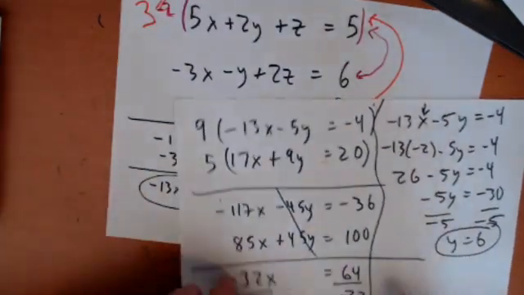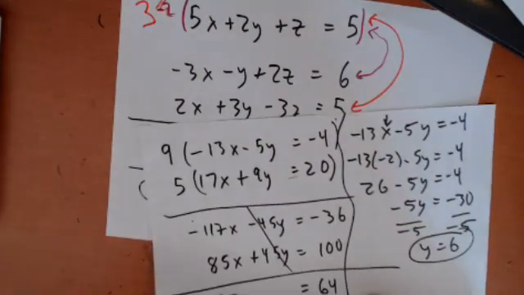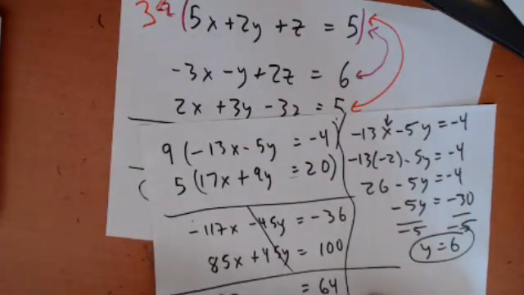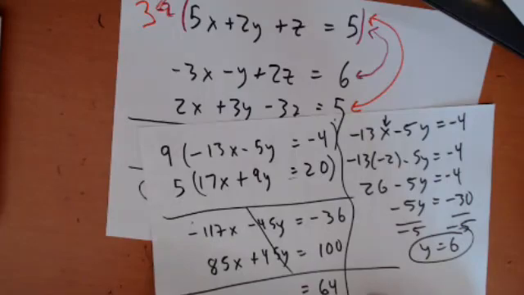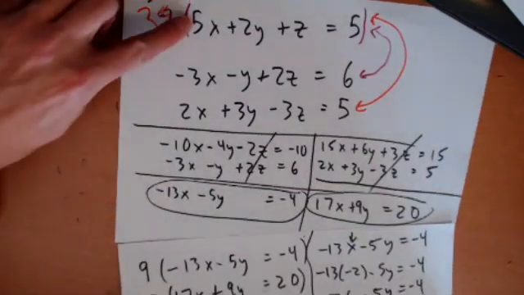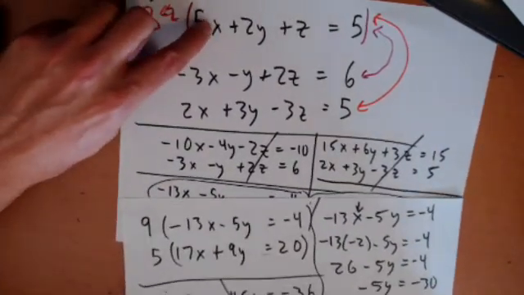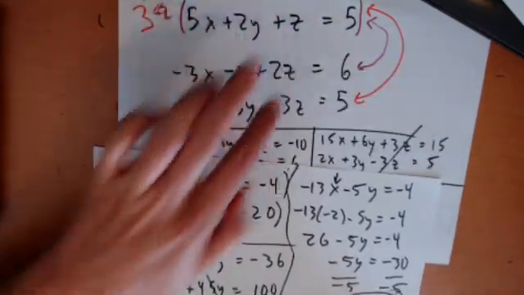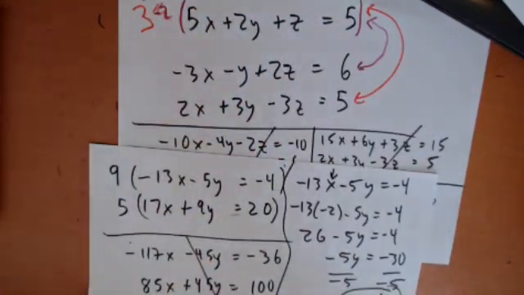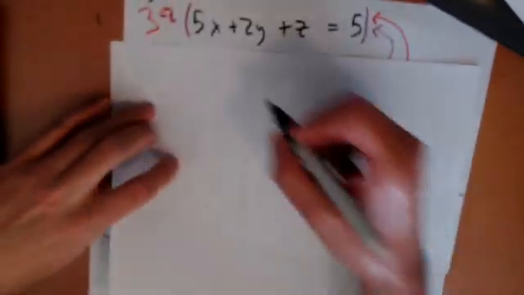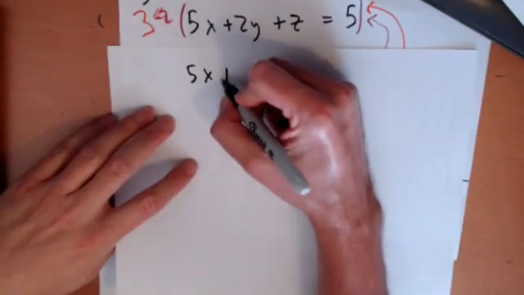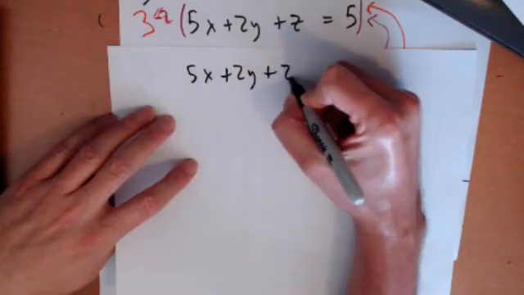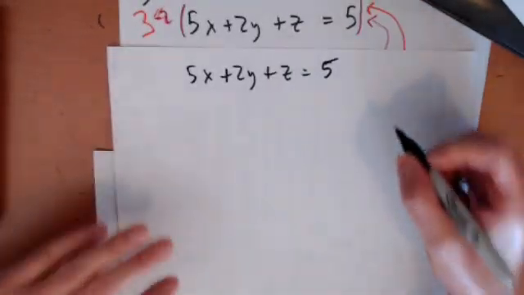Okay, let's see. We can choose any one of these equations. I'll just choose the top one. We have the x, we have the y. Plug them in, we'll get the z. So close, we're almost there. So 5x plus 2y plus z equals 5.